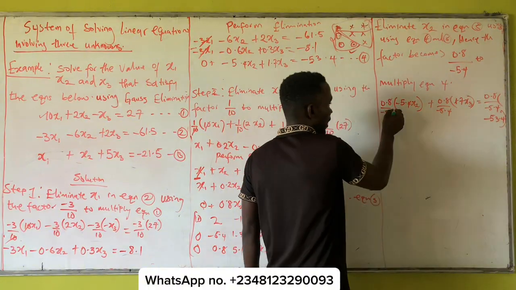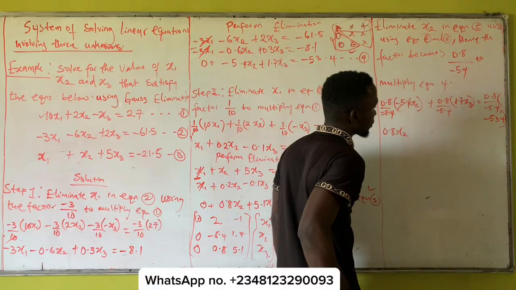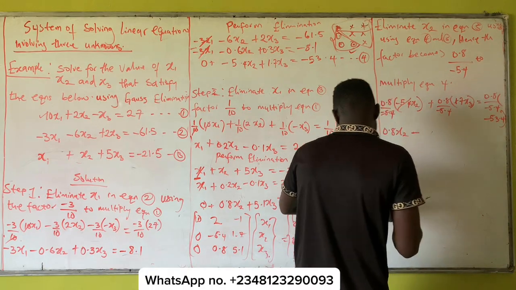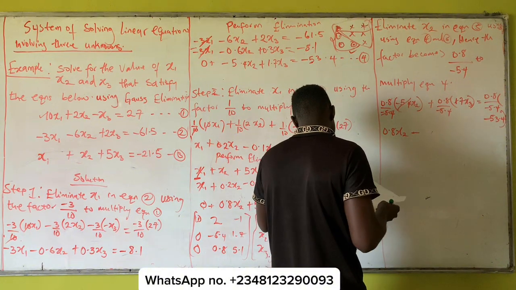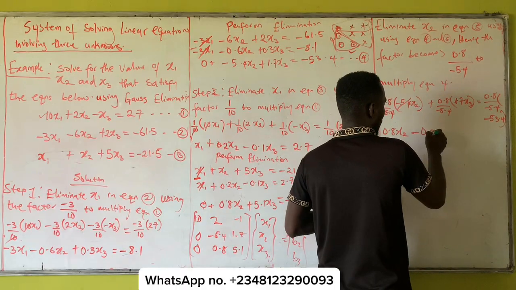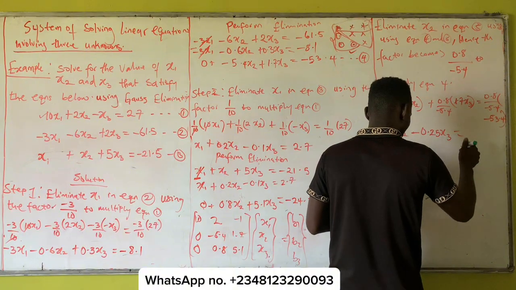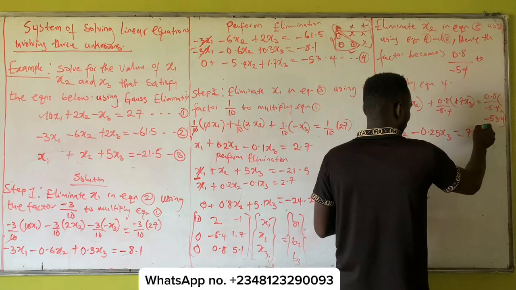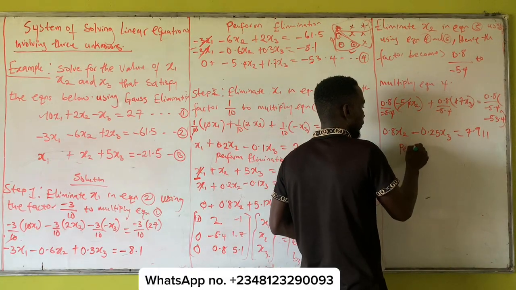Now, if you look at this, we cancel this. We are going to have 0.8x2. Here now, there is a minus, so the minus will be here. If you perform that, we are going to have minus 0.25x3 equal to, perform this, you cancel out the minus, and you are going to have plus 7.911.